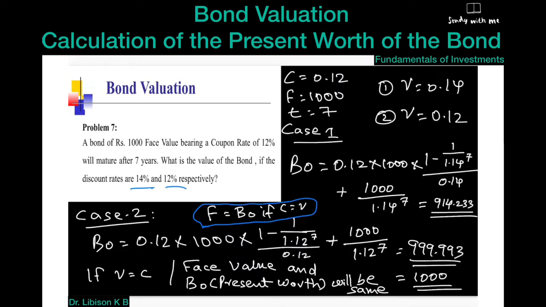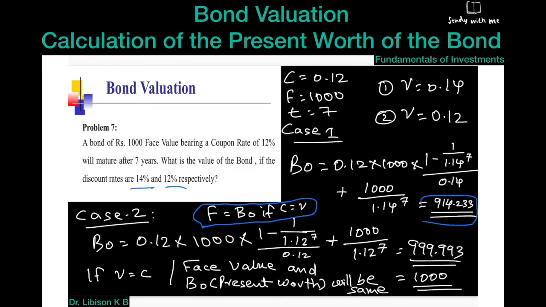Easy to solve. A bond of rupees 1000 face value bearing a coupon rate of 12% will mature after 7 years. What is the value of the bond if the discount rates are 14% and 12% respectively? So you have to solve the problem with 14% as well as 12%. So effectively it has two scenarios, so two problems. Case 1 you solve it with 14%, case 2 you solve it with 12%.